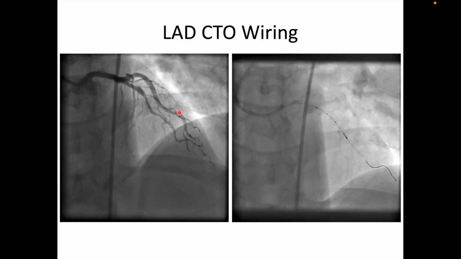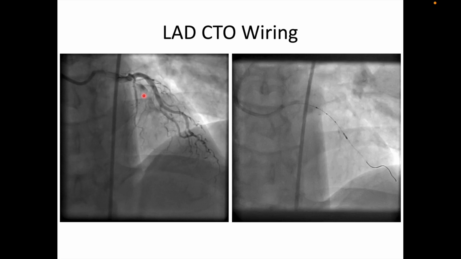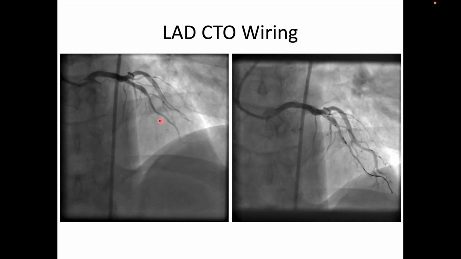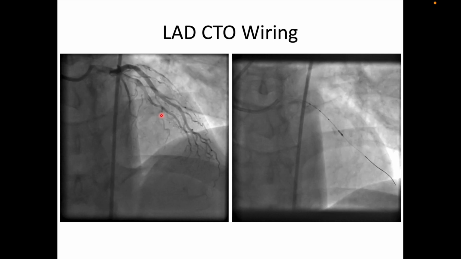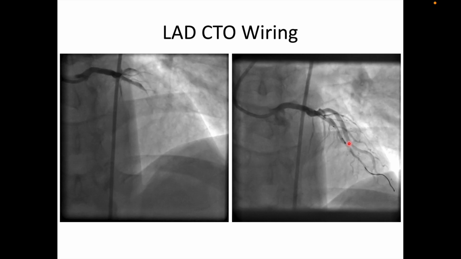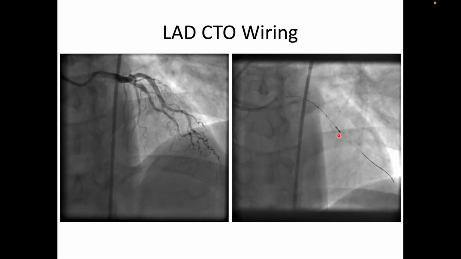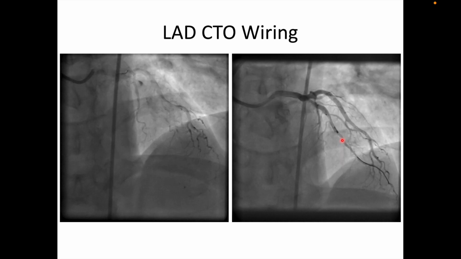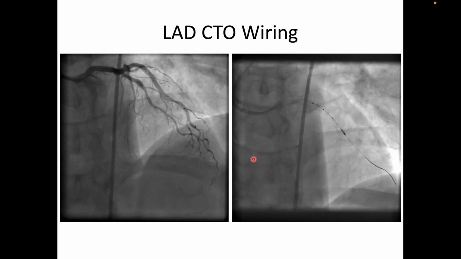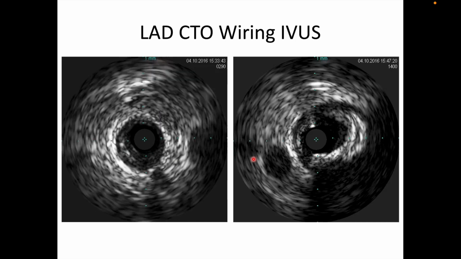Next case, we've got an LAD CTO, and again an ambiguous proximal cap and a nice sizable diagonal coming off. It's difficult to figure out where the LAD is occluded, but where the IVUS tip is, that's the place where we actually found the LAD coming off on IVUS. I'll show you the IVUS now. So that's the IVUS image.